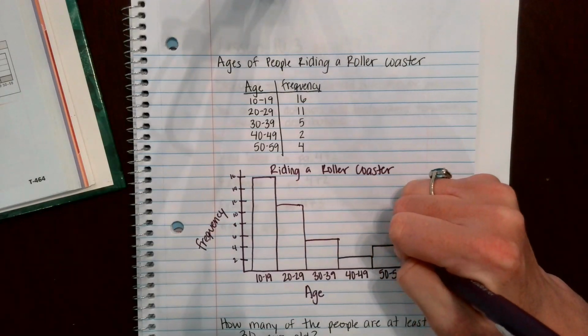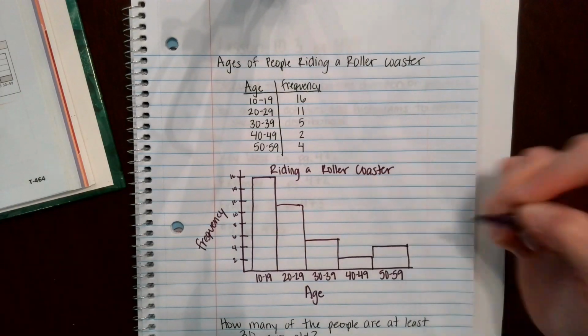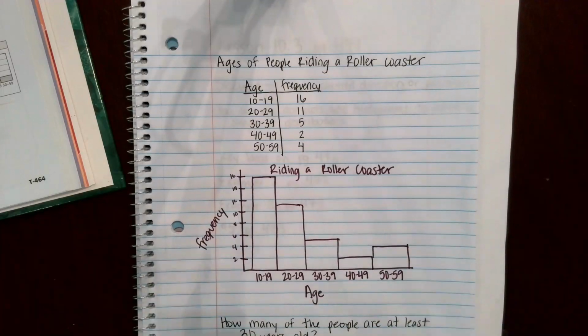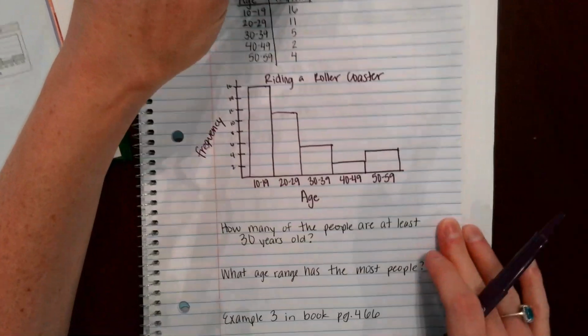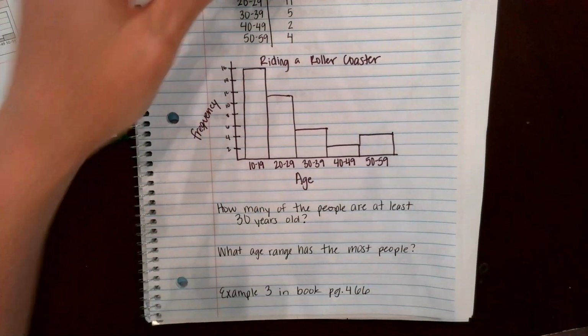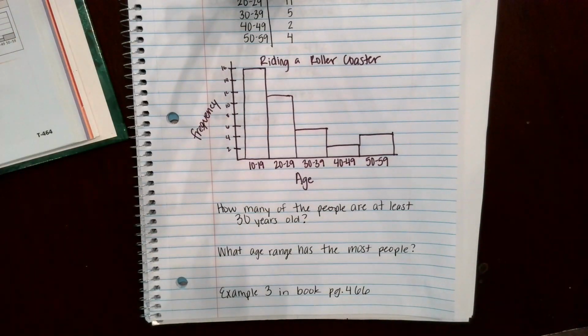All right, and then 50 to 59 goes all the way up to 4. Okay, so there's an example of a histogram. Now let's answer questions based on that histogram. How many of the people are at least 30 years old? So 30 or older. Pause and answer.